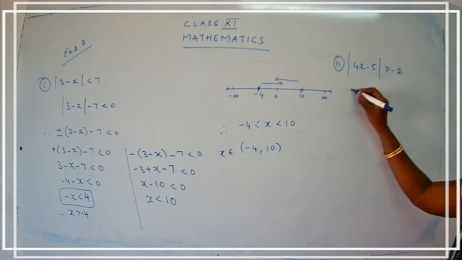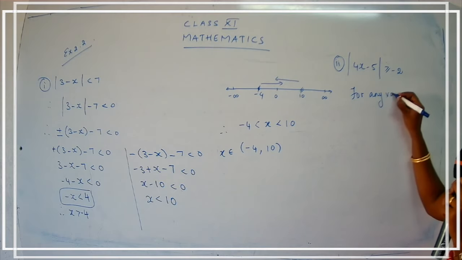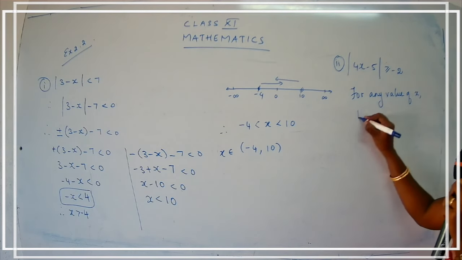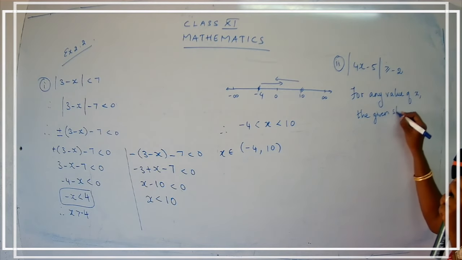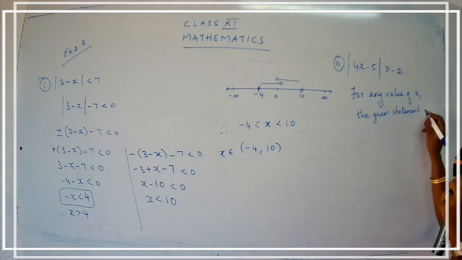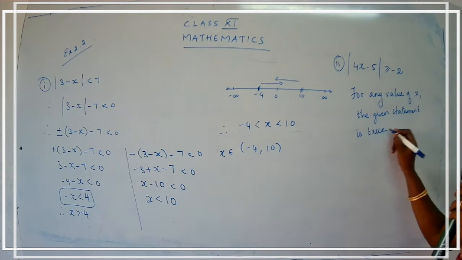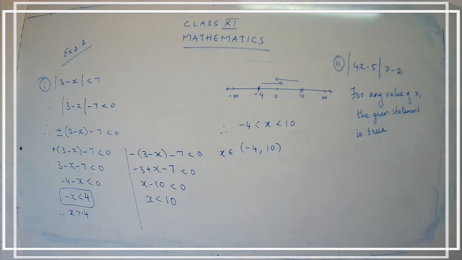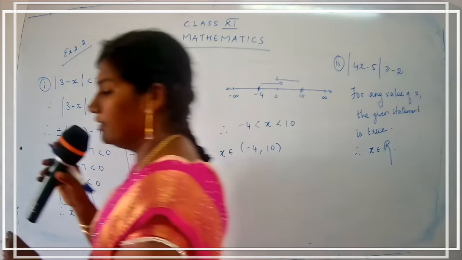You have to say that for any value of x, the given statement is true. Yes, whatever value you take for x, the given statement will be true, because you will be getting a positive value which is greater than or equal to minus 2. It will be a greater value than minus 2. So, we say for any value of x, the given statement is true, therefore x belongs to R. So x will be a real number.